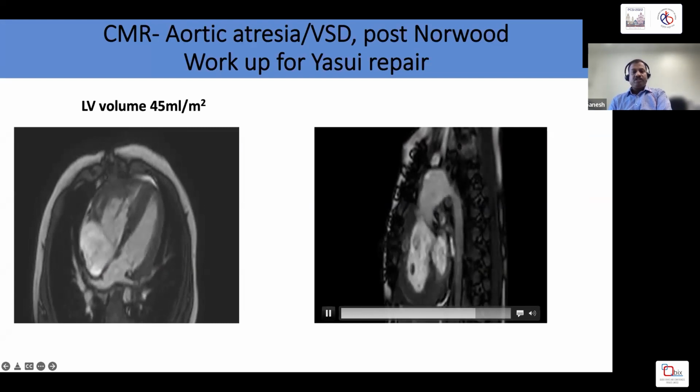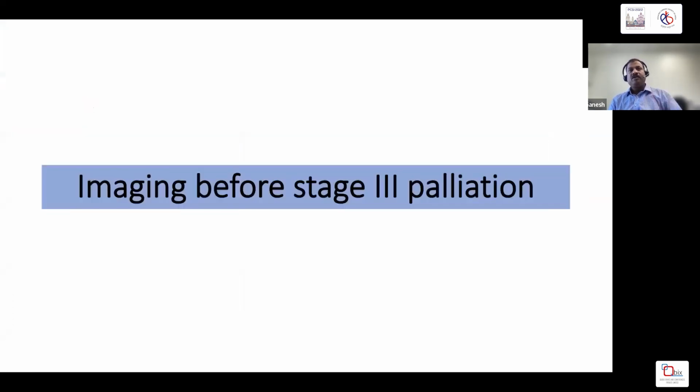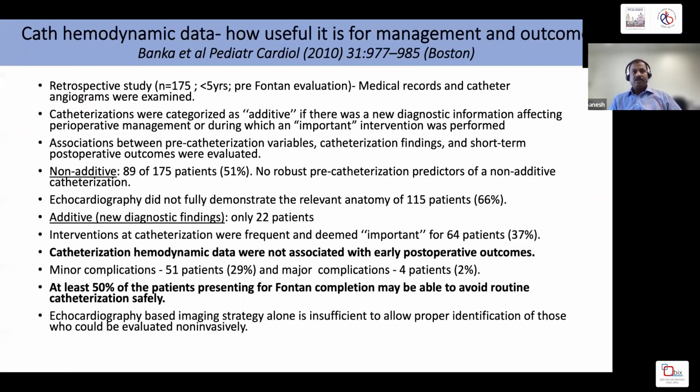Moving on to imaging before stage 3 palliation. When it comes to investigation before Fontan, many centers, including ours, do cardiac cath. Is it really useful for management and outcome? Few studies are available to answer this question.